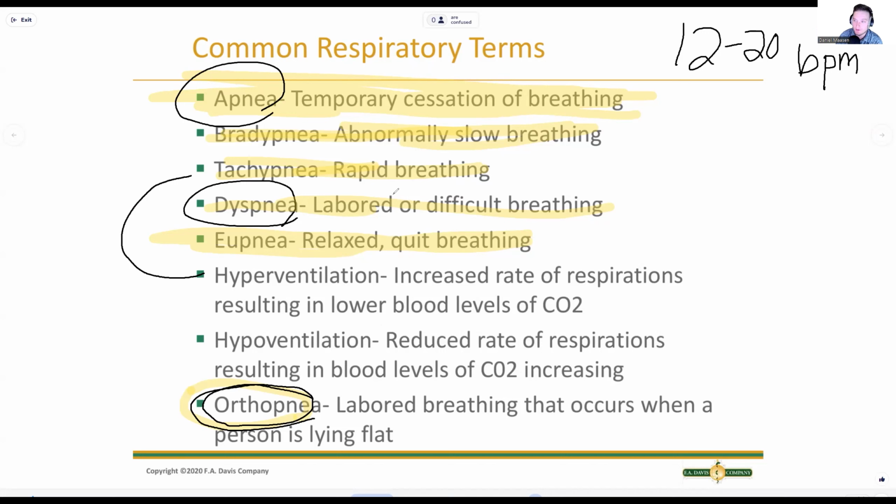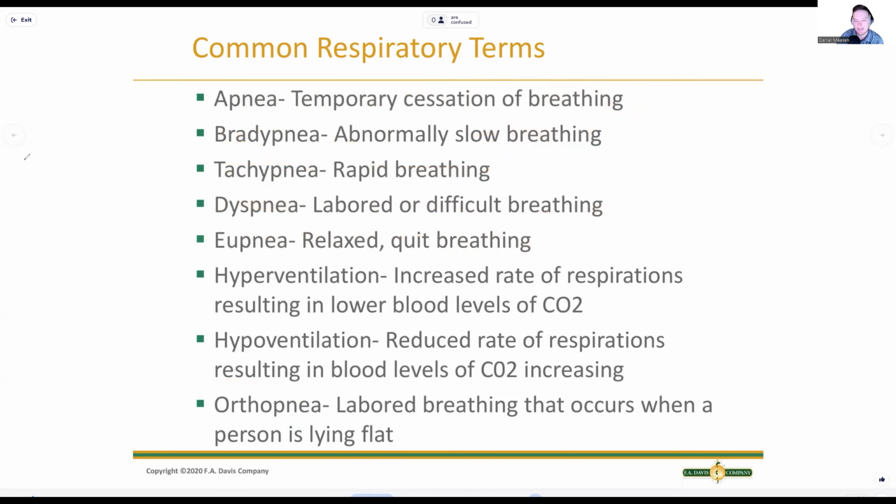But for now, these are all the big ones. The big four, I would say for this test: know the normal respiratory rate and some of these terms. Big terms: apnea, temporary cessation of breathing; dyspnea, labored or difficult breathing; orthopnea, labored breathing that occurs when I'm lying flat. Okay.